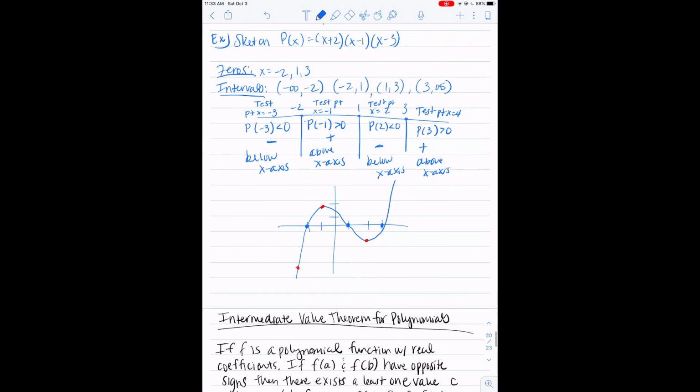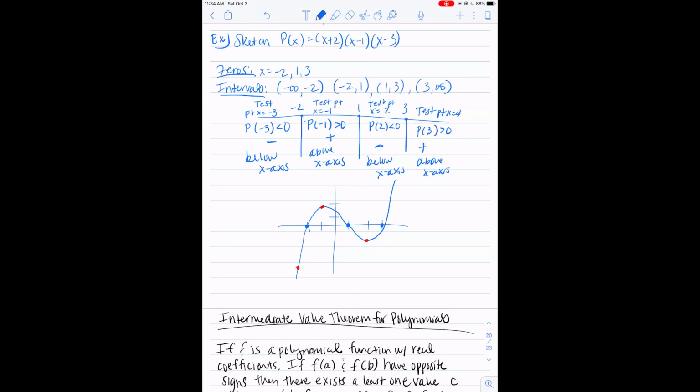Okay, here's another example where I'm going to sketch P of x equals (x + 2)(x - 1)(x - 3). And here it's already factored for us. So we know that our zeros are -2, 1, and 3. In this case, I'm going to do this by intervals and doing test points. So my intervals with respect to my zeros are going to be -infinity to -2, -2 to 1, 1 to 3, and then 3 to infinity.